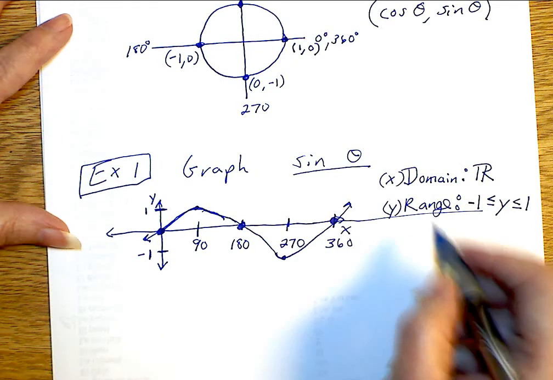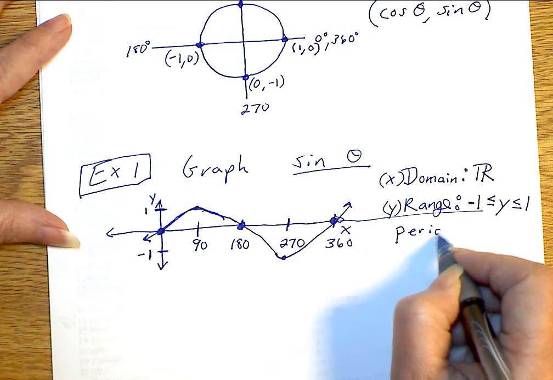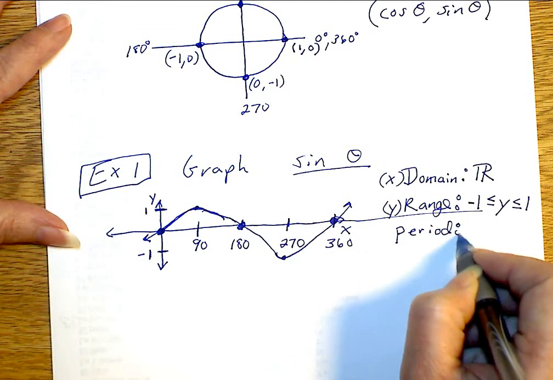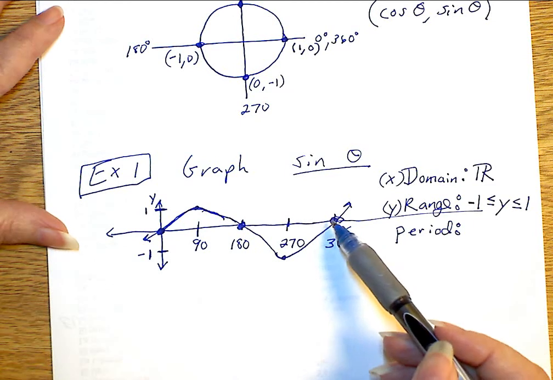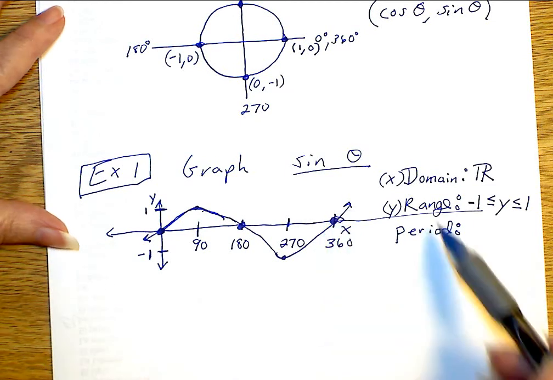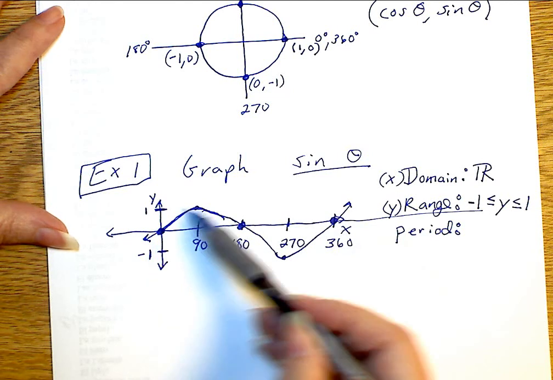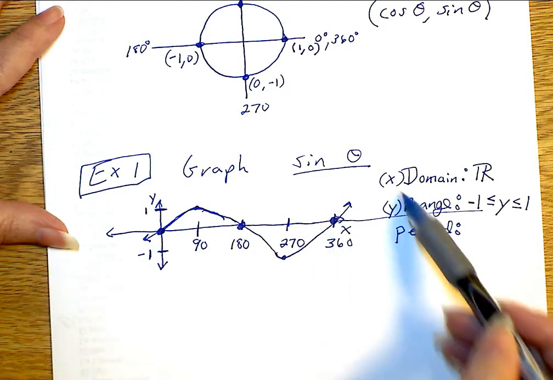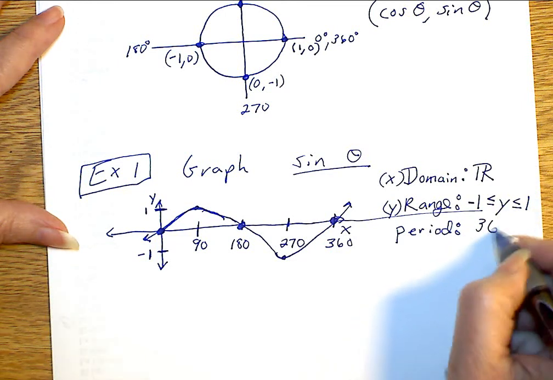And the thing that we have to talk about is a period. A period is how long it takes to finish one cycle. So yes, it continues on, but how long does it take from the start of it to the end of it to start it all over again? And this is 360 degrees.